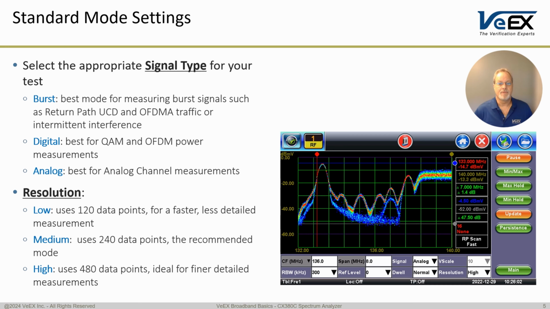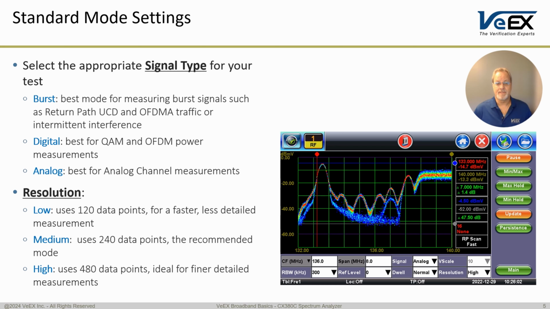When the signal type is set to burst, this is the best mode for measuring bursty signals in the return path, such as DOCSIS UCDs and OFDMA traffic, as well as intermittent and transient types of interference. The field below will show dwell, with three selections to choose from: fast, normal, and slow. The more you dwell on each frequency, the slower the sweep time is. So the more you dwell allows the spectrum analyzer to process more data.